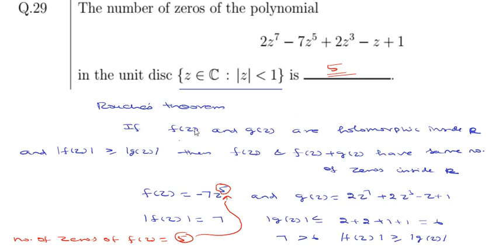So this is according to Rouche's theorem. Rouche's theorem is: if f of z and g of z are holomorphic inside some region R, and modulus of f of z is greater than or equal to modulus of g of z, then f of z and f of z plus g of z have same number of zeros inside R. So this is our f of z, and f of z plus g of z is the given polynomial.